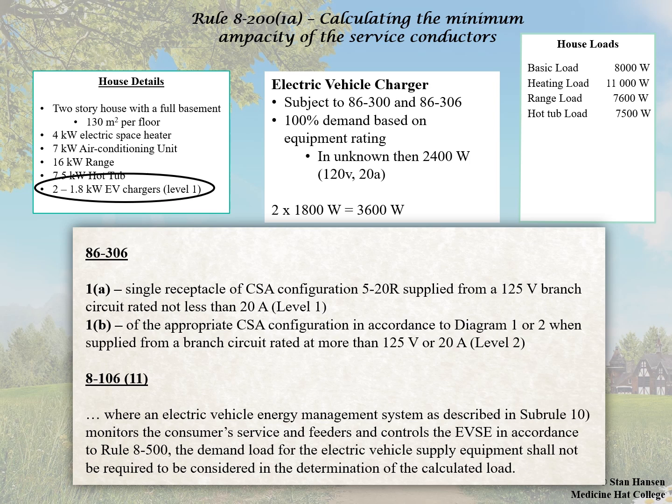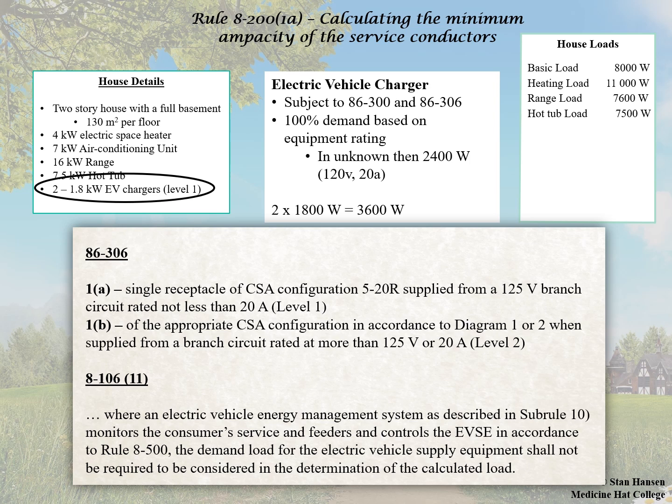86306 states that we must use at least a single receptacle CSA configuration 5-20R, which means it's a 20 amp receptacle, and it needs to be fed from a 125 volt branch circuit, which means we use a voltage of 120. In order to figure out wattage when using voltage and amperage, we just multiply them together. So if we don't know what an EV charger is rated at, we simply use 2.4 kilowatts or 2400 watts. This would be considered to be a level 1 charger.